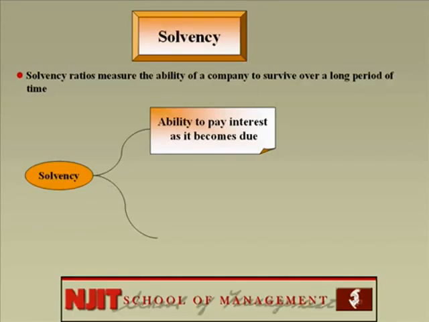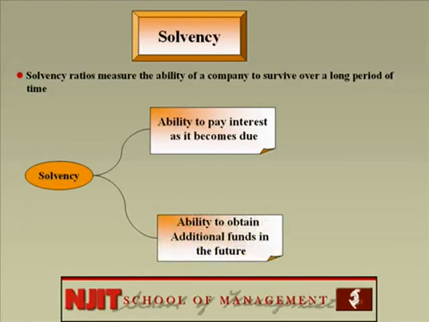Similarly, solvency is also determined by the ability of a company to obtain additional funds in the future. So two criteria influence solvency. If they can't pay interest or they default on their existing loans, the chances are they're not going to survive. If they don't have the ability to obtain additional funds, chances are they're not going to survive.